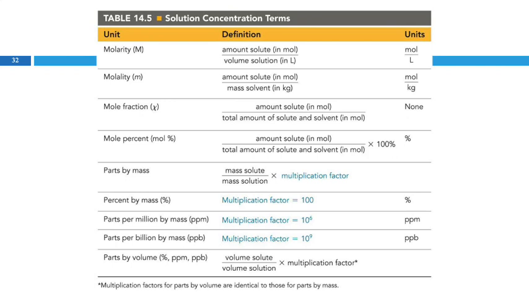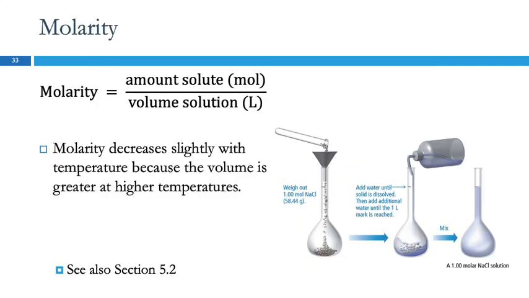So this is a table kind of summarizing a bunch of different solution concentrations. And we'll talk about each of these separately. So molarity, we've already learned about this. Molarity is the amount of solute in moles divided by the volume of solution in liters.